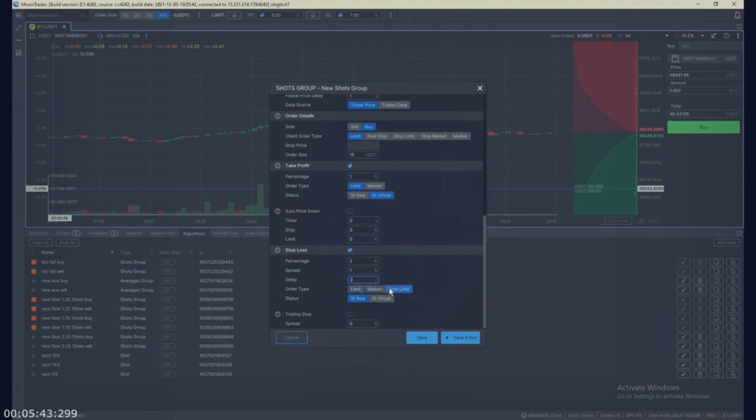Trailing stop sets the stop loss order to follow the price. Spread is the value in percentage of price movement in the opposite direction from the initial price, at which the stop loss will follow the current price by the specified distance in stop loss percentage.